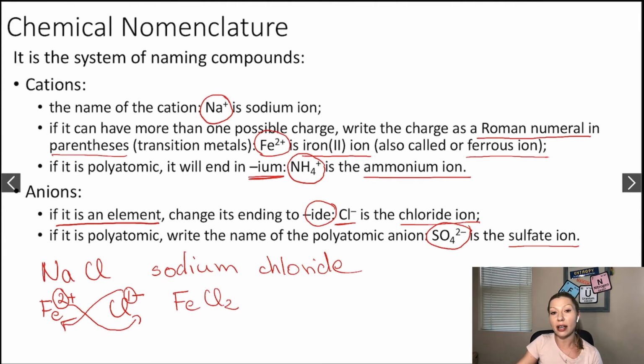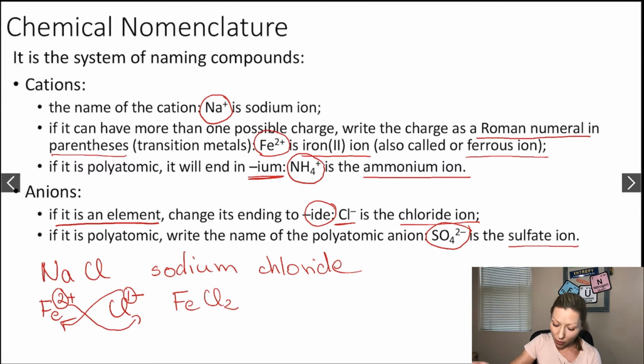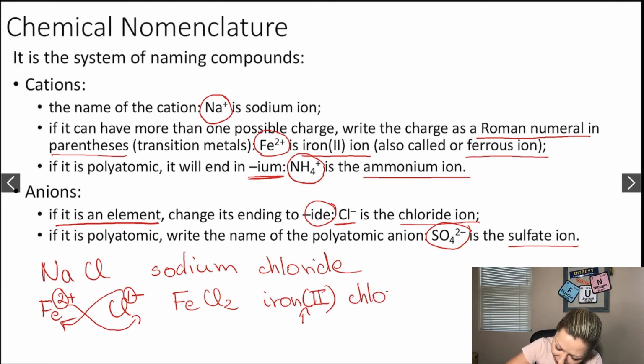All right. What is the name of the Fe2+ ion? Iron 2 ion. Now, I'm not going to use the word ion. I'm just going to simply say iron 2. Notice that there is no space here between the iron and the 2. Iron 2 chloride. All right, I hope this makes sense. Let's do a couple more examples.